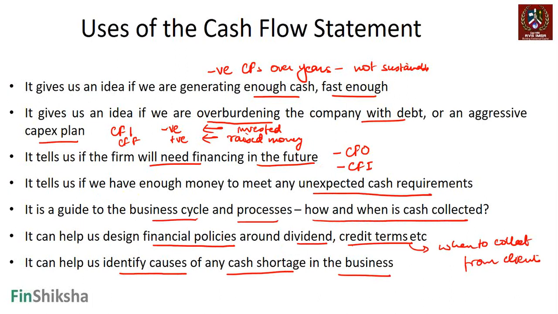So where is the cash getting drained out? That is what is going to come from the cash flow statement, right? In general, it tells you if cash is needed, if business is generating enough cash, if you're taking a lot of debt, overburdening the company, if you're doing capex too fast, if you're doing an aggressive capex, if you're raising enough money fast enough in terms of the business, and how do you define your dividend policy and credit terms, etc. This is all a part of the uses of the cash flow statement, right?